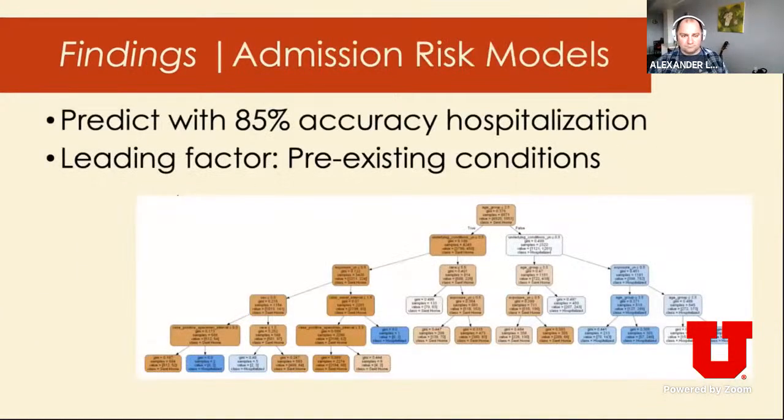It's important to avoid hospital admissions because COVID hospitalizations impact the healthcare system as a whole. We created a model to predict risk of hospitalization based on patient attributes, and our decision tree predicted hospitalization with 85% accuracy. We learned that age, gender, and pre-existing conditions were the strongest predictors.